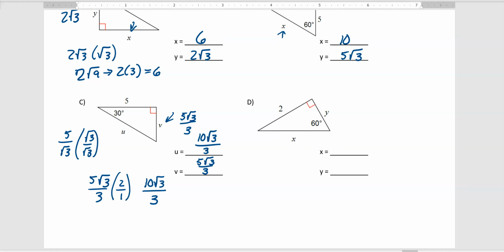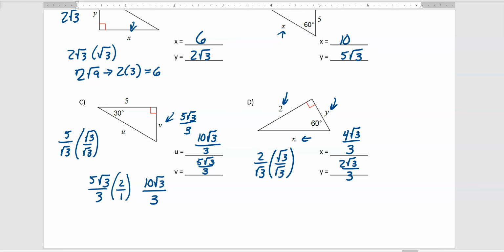All right, let's do another one like that, where they give us that medium side, the one opposite the 60-degree angle. So I would need to divide it by root 3 to get y. So I'd have 2 divided by root 3. Can't leave my answer like that, so rationalize our denominator, and we would get y to be 2 root 3 over 3. I need to double that, multiply it by 2 to get x, so that would give me 4 root 3 over 3. And there we have it.